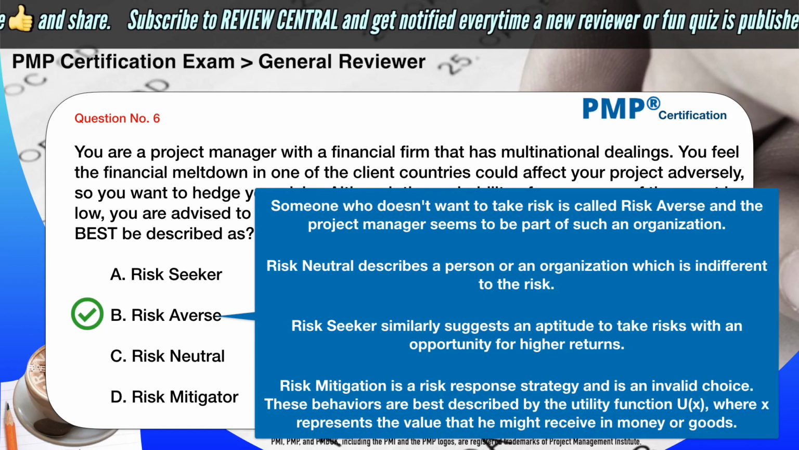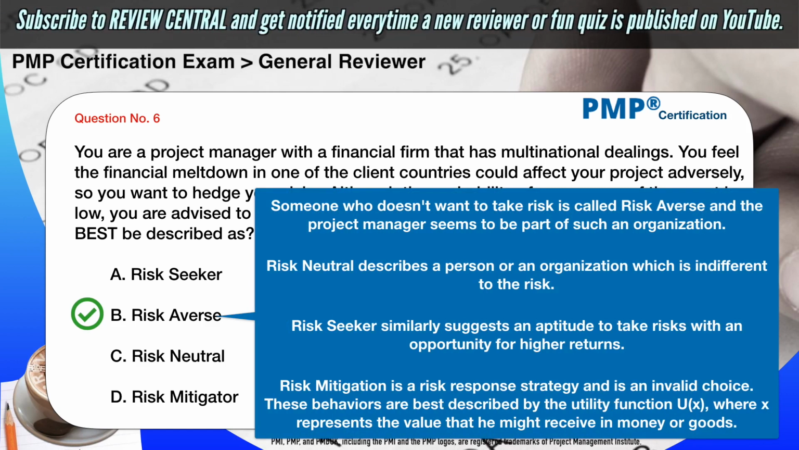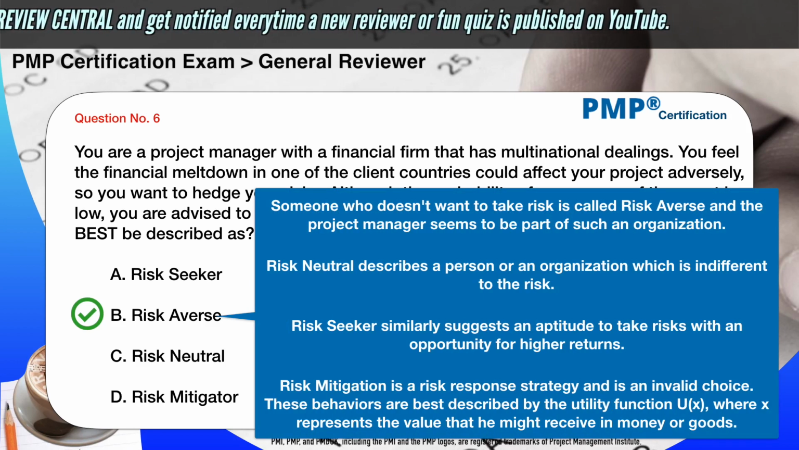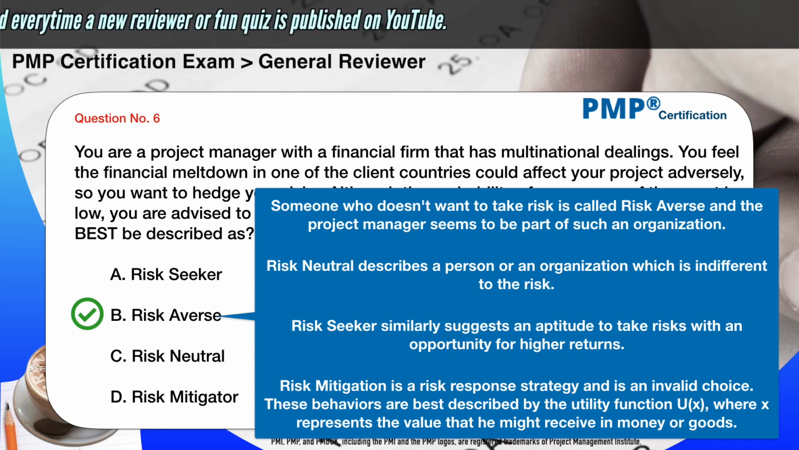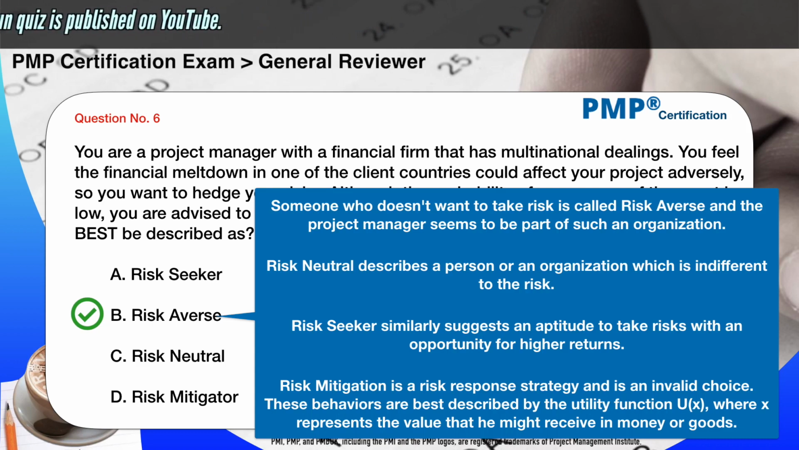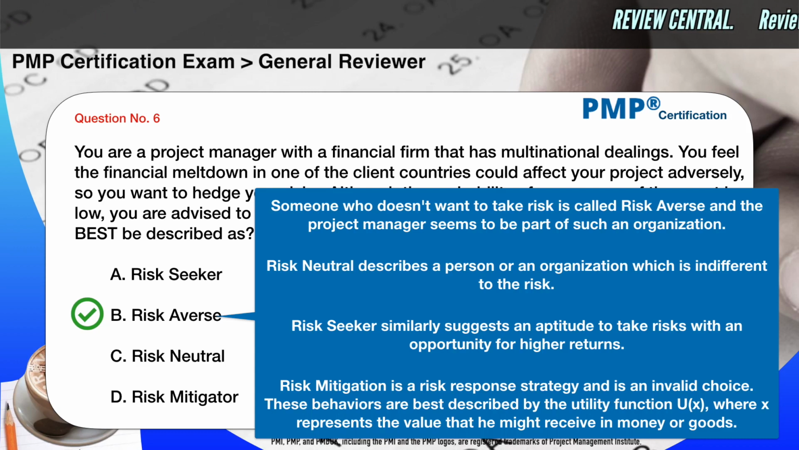The correct answer is B. Risk averse. Someone who doesn't want to take risk is called risk averse, and the project manager seems to be part of such an organization. Risk neutral describes a person or an organization which is indifferent to the risk. Risk seeker similarly suggests an aptitude to take risks with an opportunity for higher returns. Risk mitigation is a risk response strategy and is an invalid choice.